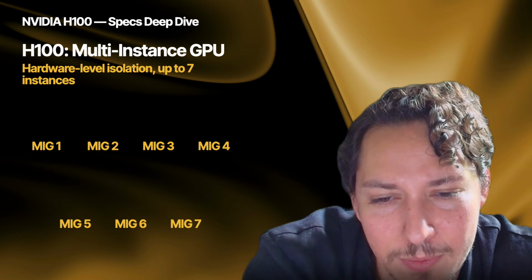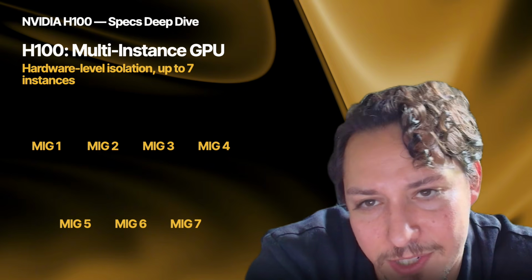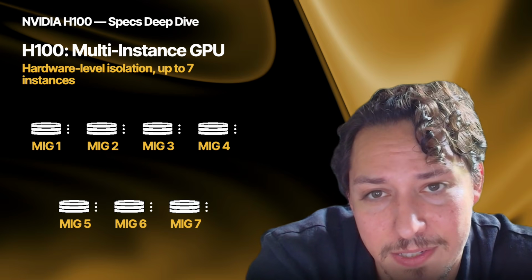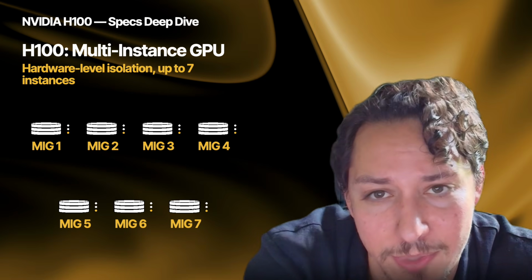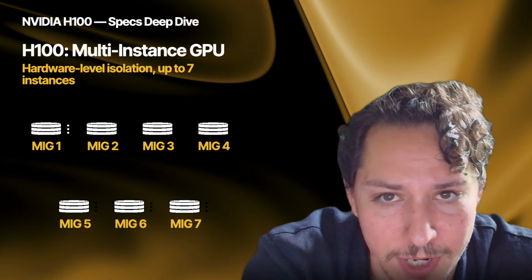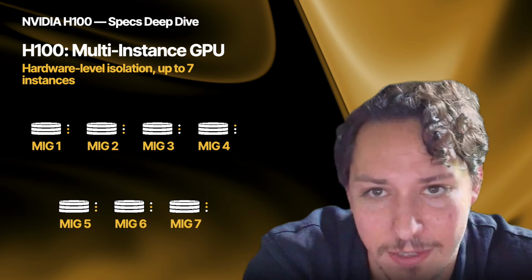Right. Multi-instance GPU. One more spec that matters if you're running multi-tenant inference is MIG. That's multi-instance GPU. The H100 can be partitioned up into 7 isolated instances, each with its own dedicated memory, cache, and compute cores. Hardware level isolation. One tenant's workload literally cannot interfere with another's. Why this matters: if you're serving inference to multiple customers or running different models side by side, you don't need to dedicate a full H100 to each. You carve it up. A single H100 can serve 7 lightweight inference loads simultaneously with guaranteed QoS.